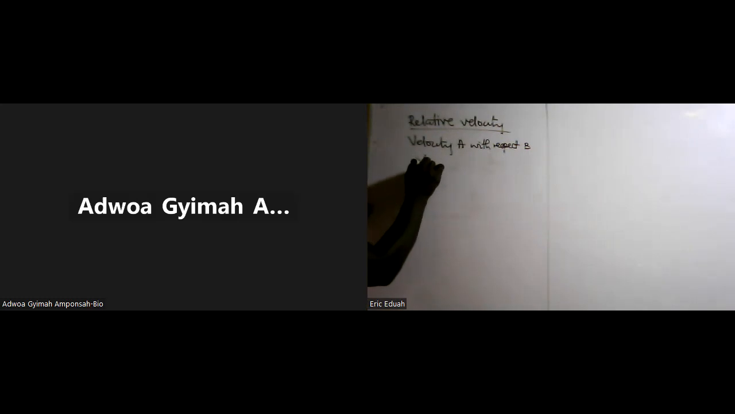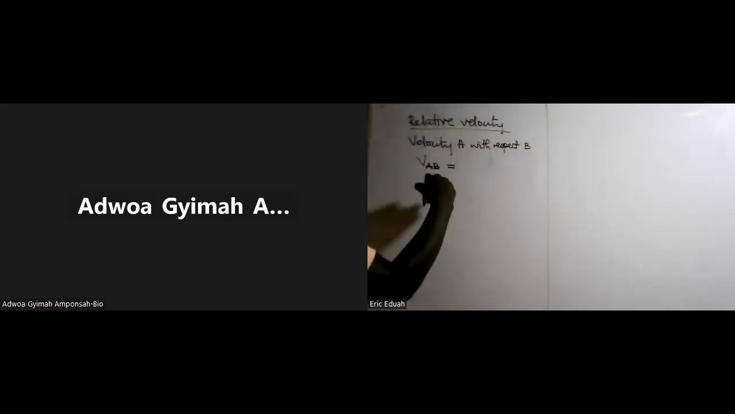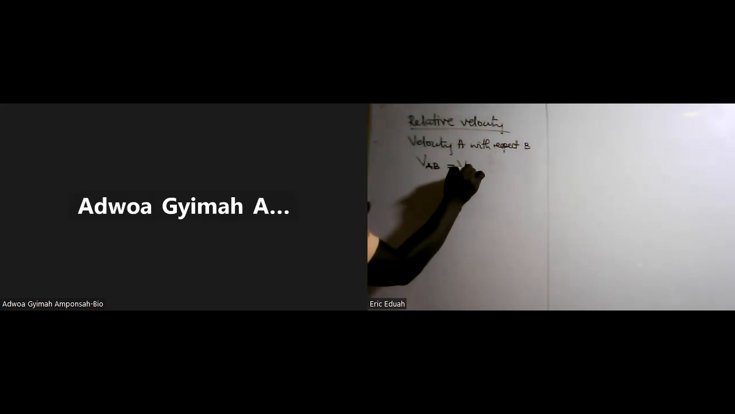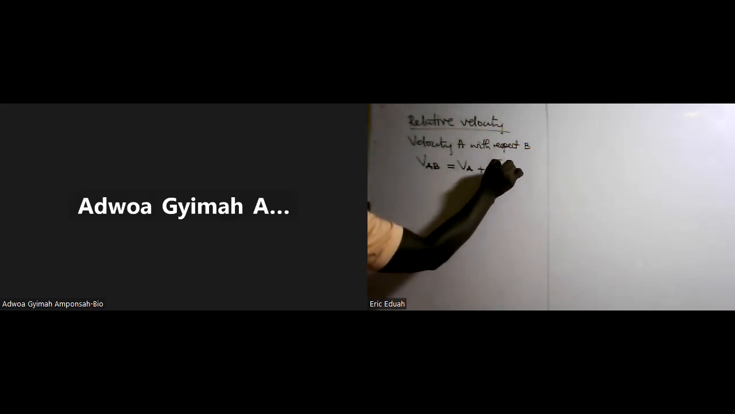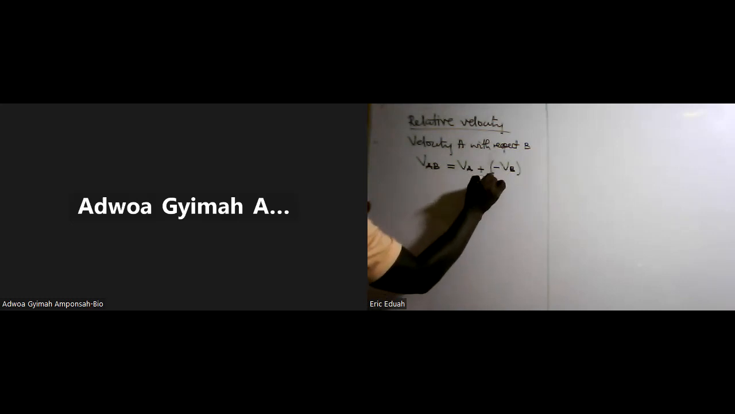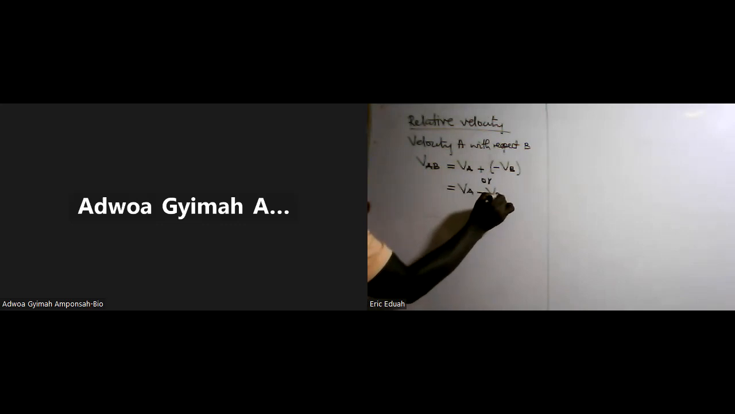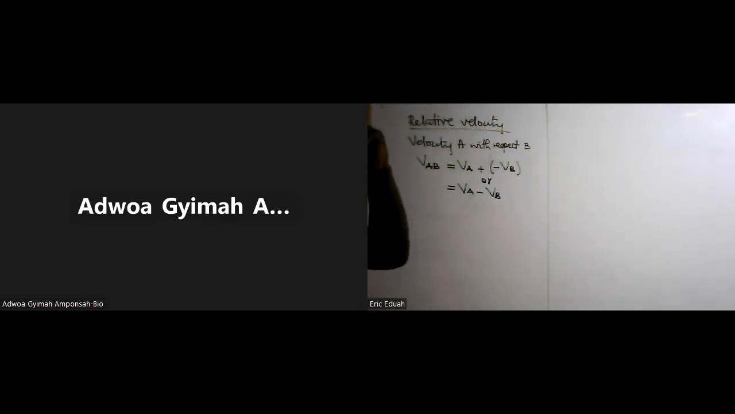So V of A with respect to B means here B is the observer. So it is VA minus VB. All that we are saying is that to get the velocity of A with respect to B, subtract the velocity of B from the velocity of A. So it's all about subtracting the velocity of one from the velocity of another.